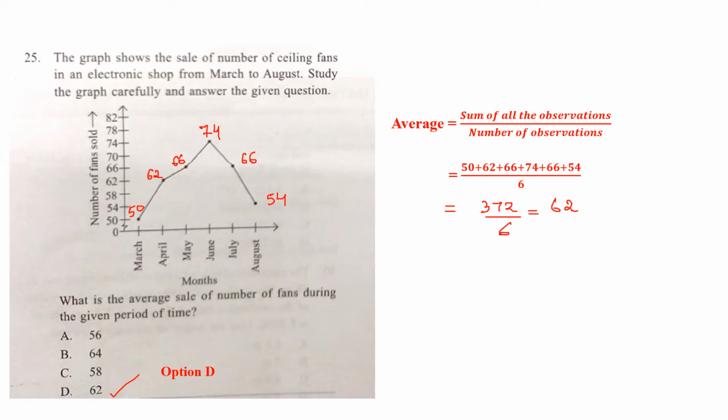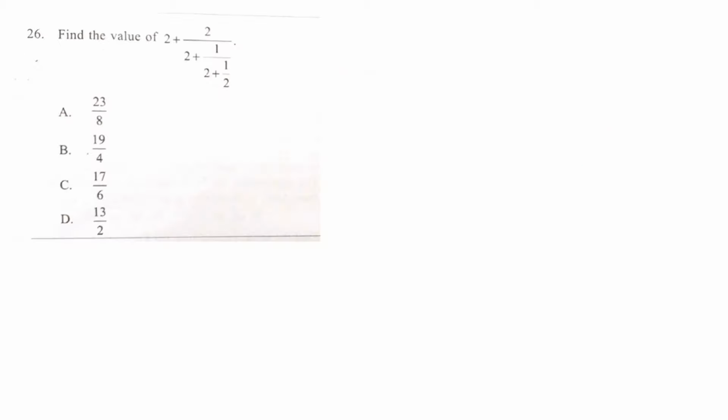Now moving to next question. Question number 26. Find the value of this. In this type of question, always start from the bottom. If you see the bottom part, it is 2 plus 2 by, again 2 plus 1 by. Now first you have to solve this. If you take the LCM as 2, it will become 4 plus 1. So next it will be 2 plus 2 by 2 plus, now this can be written as 2 by 5.